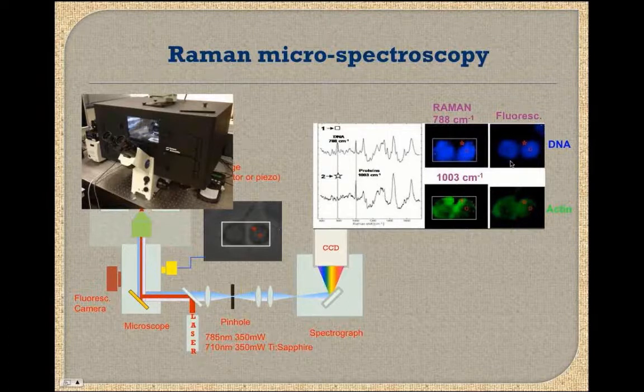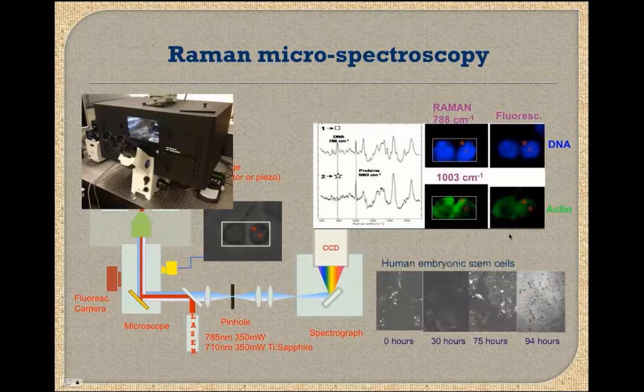And here on the right are the conventional fluorescence images. This lower spectrum here is from the site which is rich in proteins. And for example, by plotting this peak, you can get images of the proteins. We also cultured human embryonic stem cells on the microscope for long periods of time just to make sure that the cells are happy, and you can see the conditions are right for the cells to grow and differentiate.